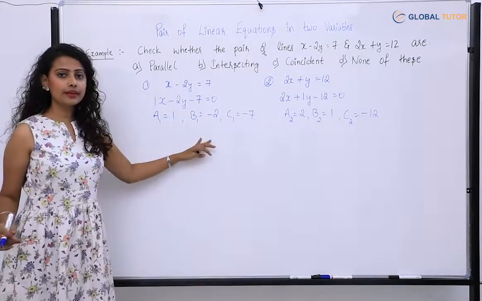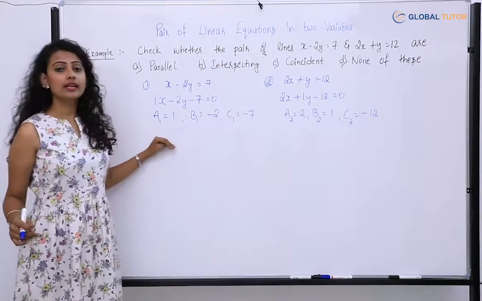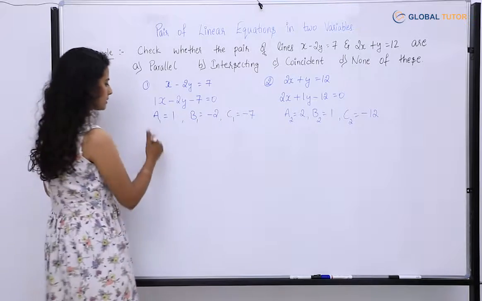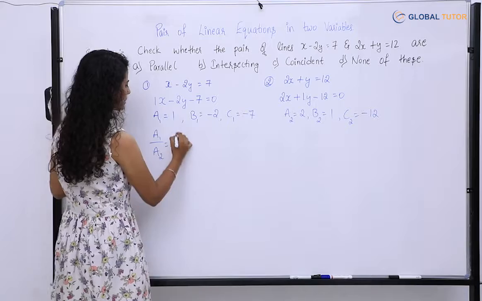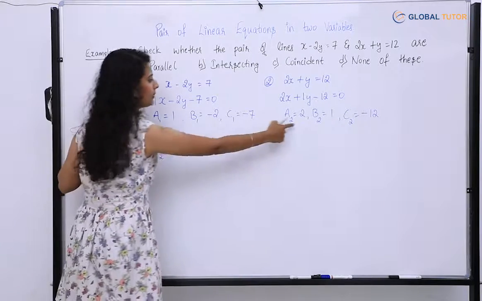Now, how do we compare? By finding out the ratios of constants. So, here a1 by a2 is 1 divided by 2.